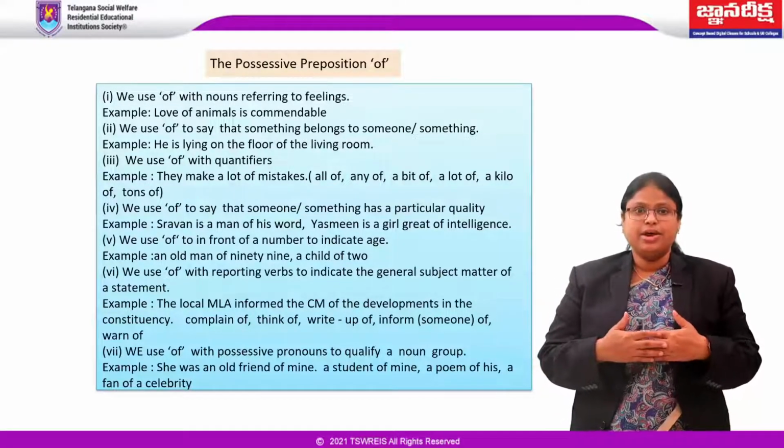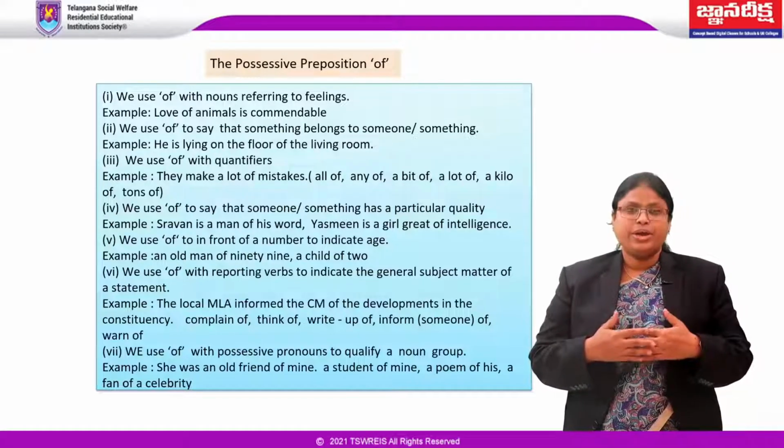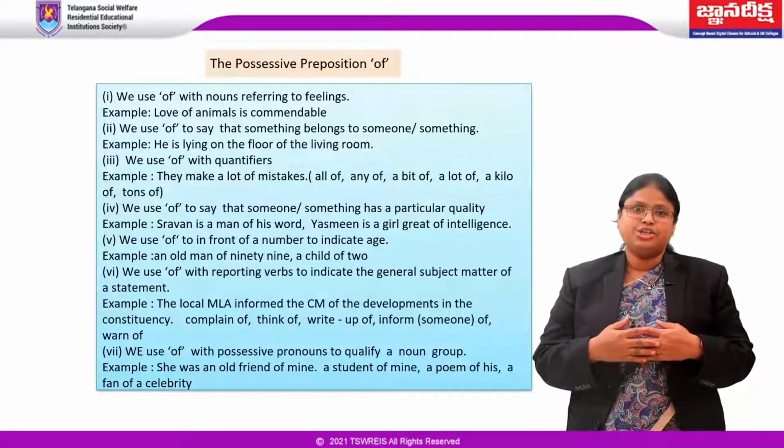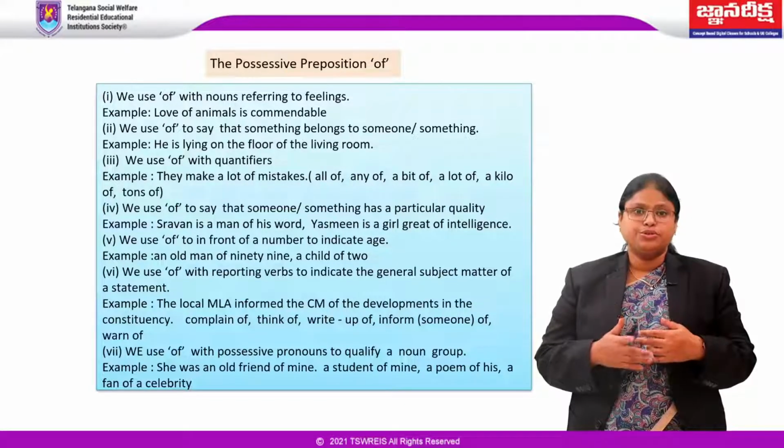Yasmin is a girl of great intelligence. We use of in front of a number to indicate age. For example, an old man of 99, a child of 2. We use of with reporting verbs to indicate the general subject matter of a statement. For example, the local MLA informed the CM of the developments in the constituency.